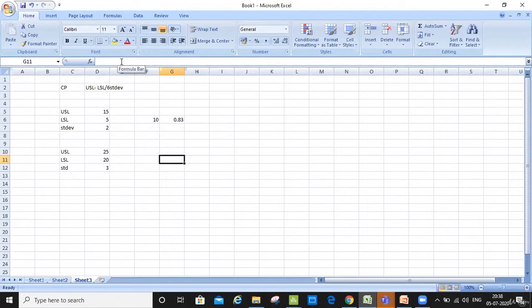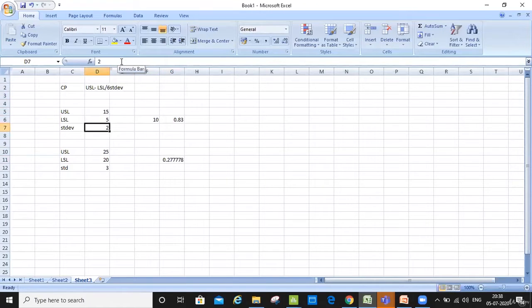0.27, yep, 0.27. So it's 25 minus 20 divided by 18, because it's 6 sigma, 6 standard deviations. Okay, so that's how we calculate CP. So we have covered CP now.